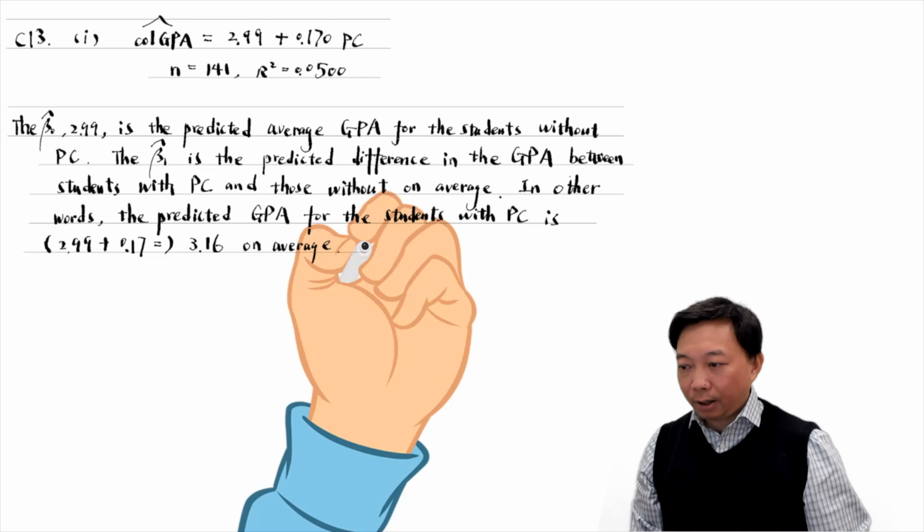The OLS estimate beta 1 hat is the predicted difference in the GPA between students with PC and those without on average. In other words, the predicted GPA for the students with PC is 2.99 plus 0.17, that is 3.16 on average.